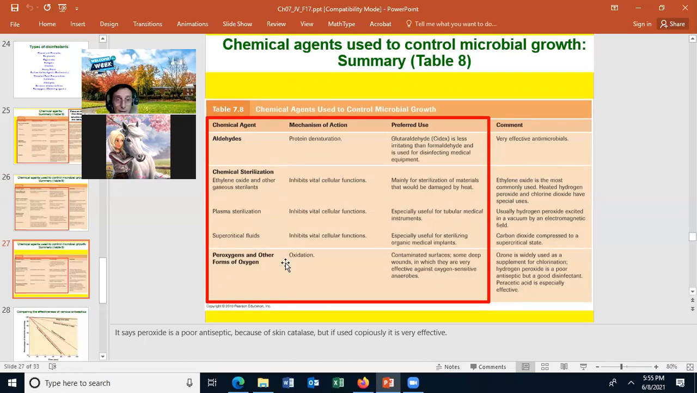Peroxygens and other forms of oxygen kill by oxidation, and this would be things like peroxide and hydrogen peroxide. It's actually one of the few agents which are highly effective on endospores. So endospores are killed by peroxygens. Any question about any of that?